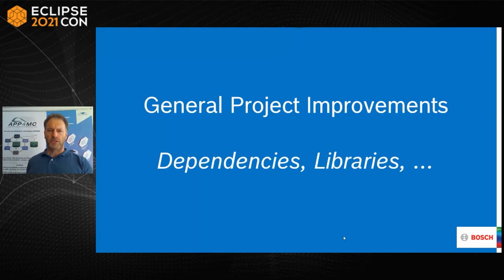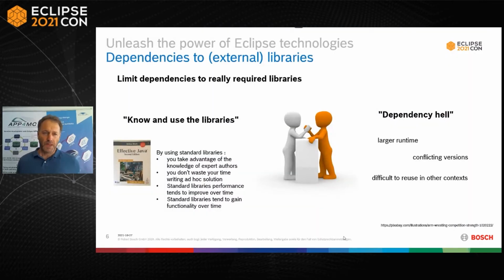So let's start with some general ideas. Dependencies, libraries. When it comes to libraries, it's always a question. You should use libraries, of course, that is true, and it's a recommendation of a very good and famous book. On the other hand, you have dependency hell. A lot of dependencies will make it difficult to handle. You will have version conflicts, you have larger runtime environments, and it might be difficult to use it in another context. So the question was, is it possible to limit the dependencies to the really required ones?